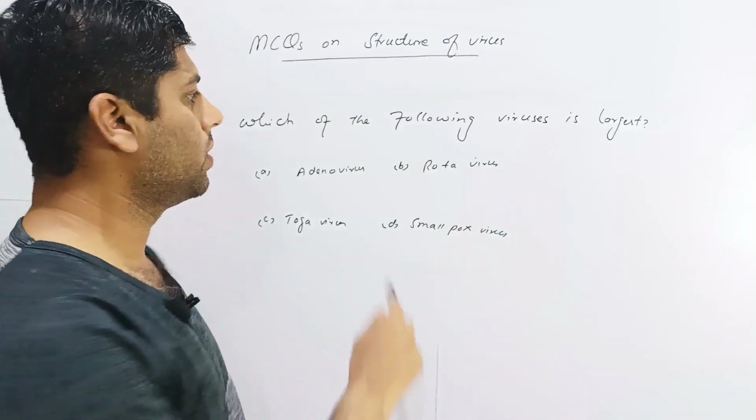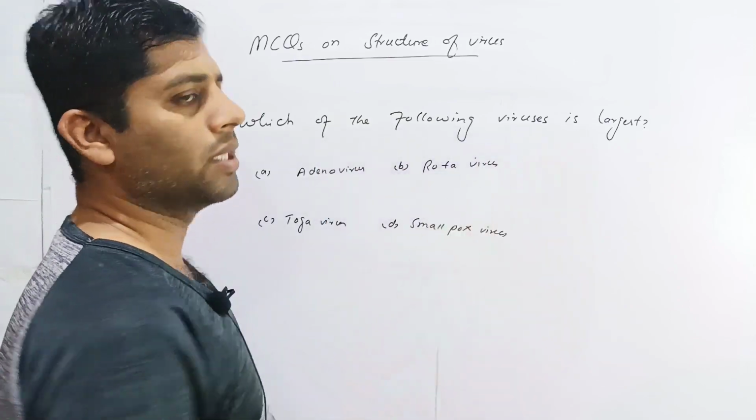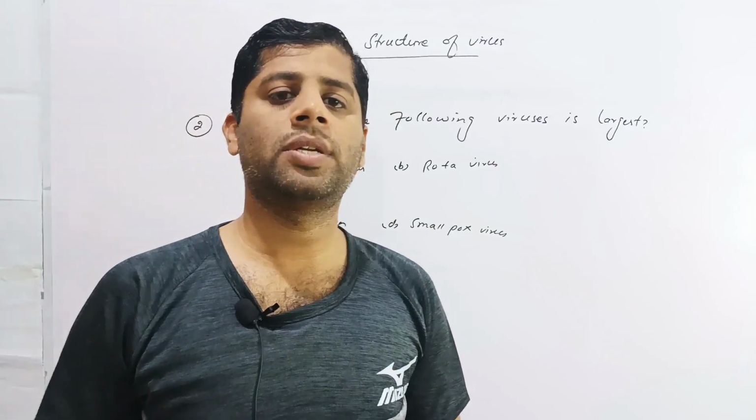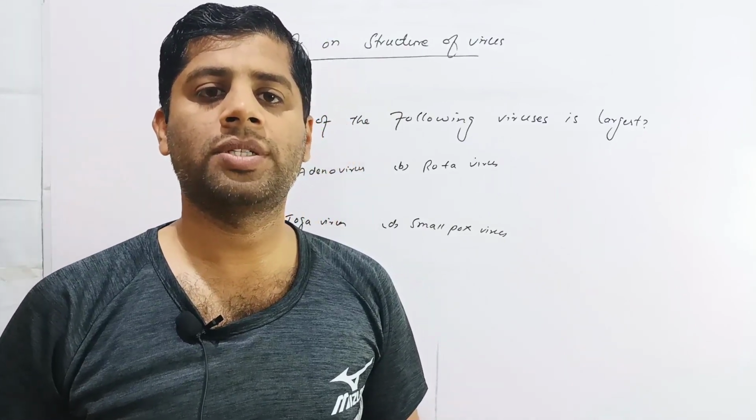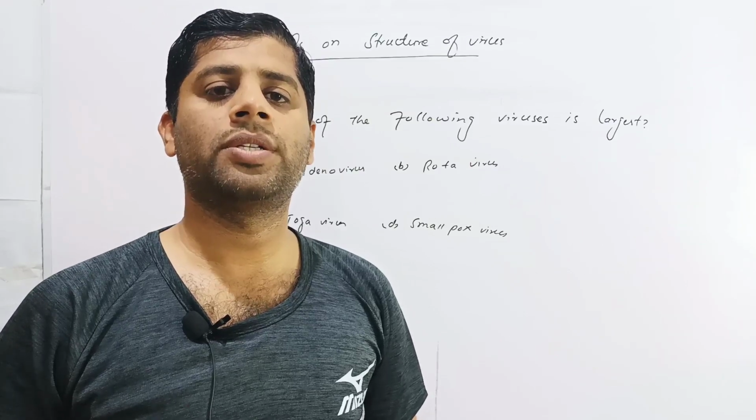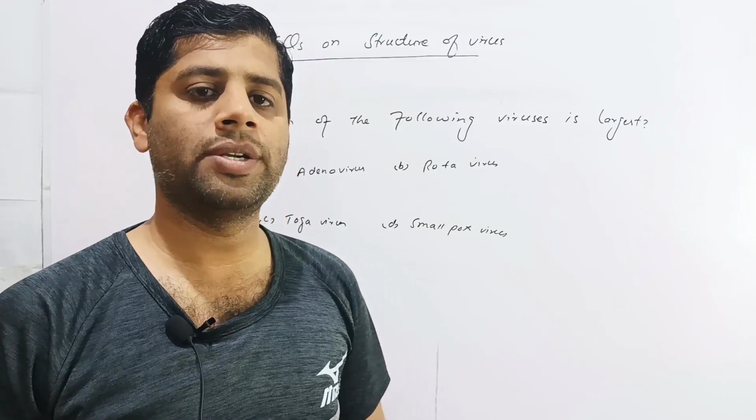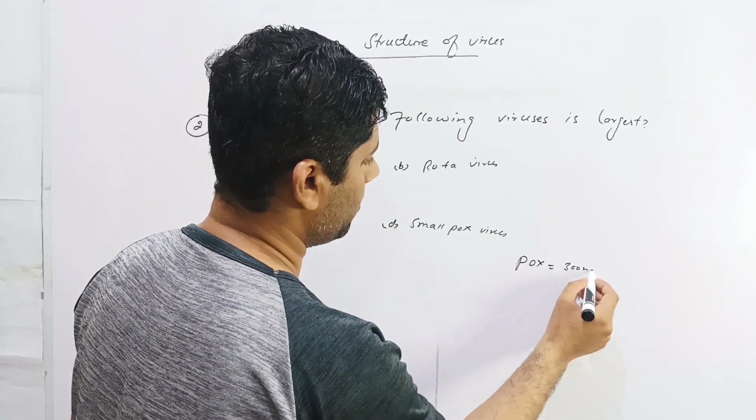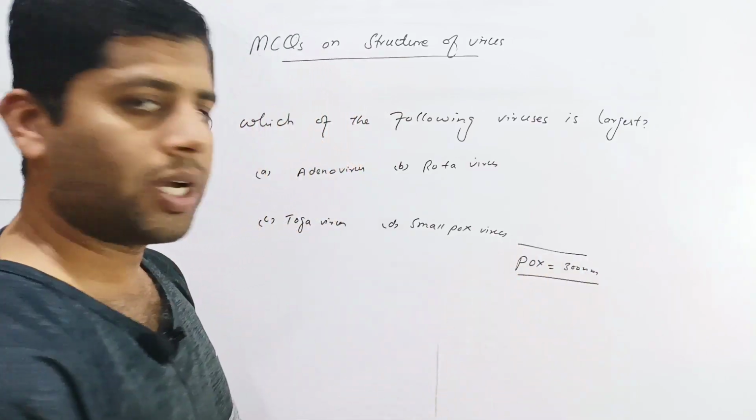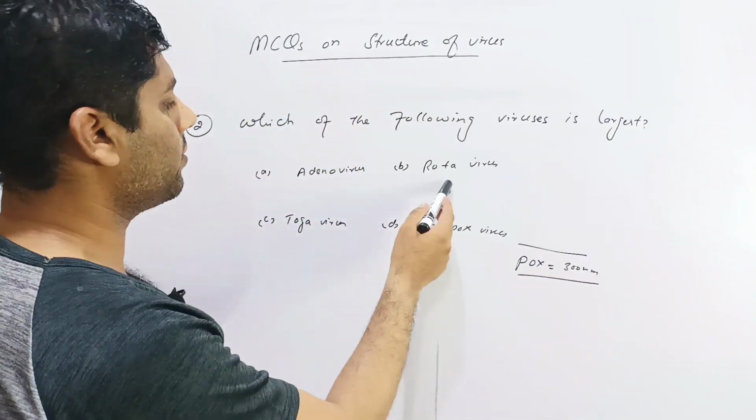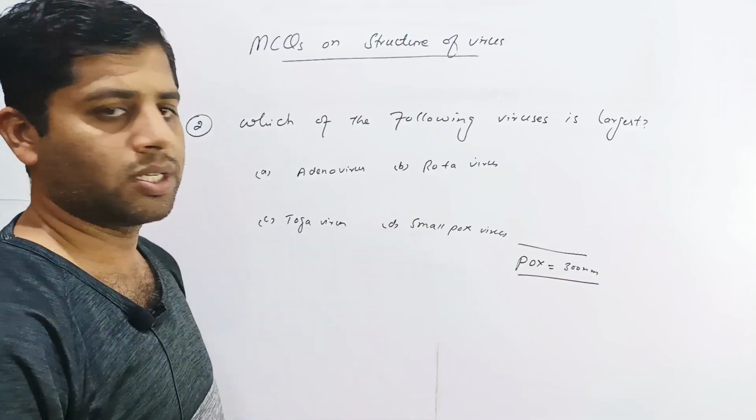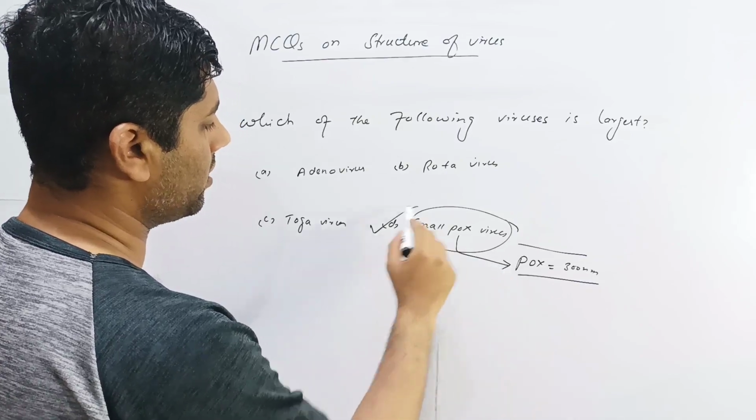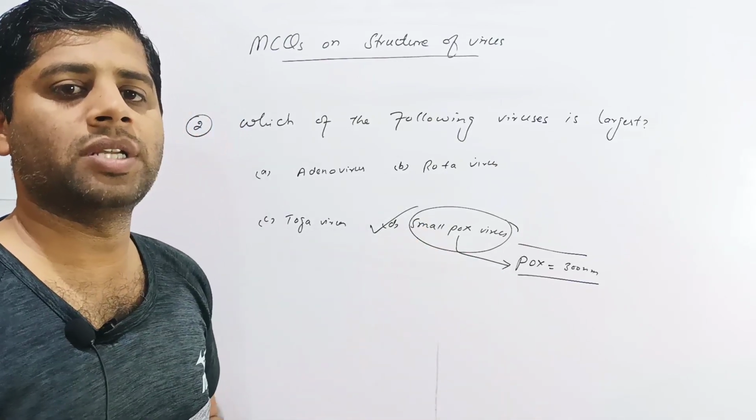Next question is, which of the following viruses is largest? So he is asking about the largest virus. We had discussed in our previous lecture that the smallest virus is picornavirus, and the largest virus is pox virus, of size 300 nanometer length. The given options are adenovirus, rotavirus, togavirus, and smallpox virus. The smallpox virus belongs to the family poxviridae, so this is the correct option. And the smallpox virus is the largest virus.